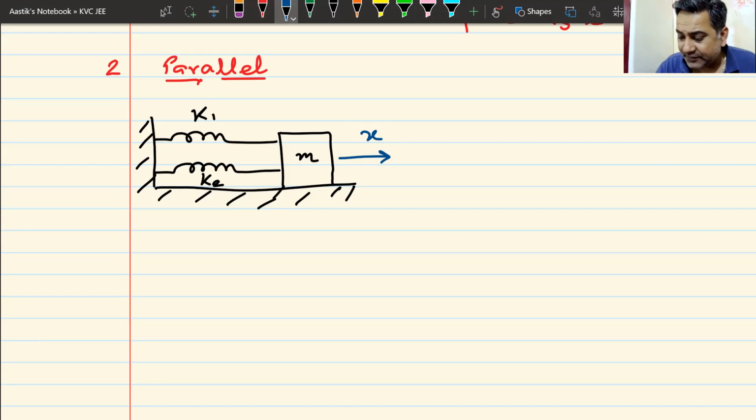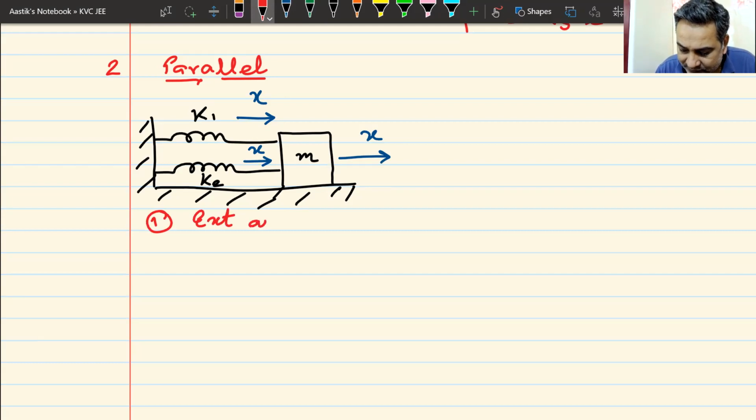Yes, it's very simple to see here that this spring will also get extended by X and this spring will also get extended by X. So what do we see here? In the previous case, the extensions were different. But in this case, the extensions are the same. So that is the first point that we note down: extensions or compressions are the same in both the springs. I have only put 2 springs. You can put more than 2 springs, doesn't matter. Extensions are going to be the same in all the cases.